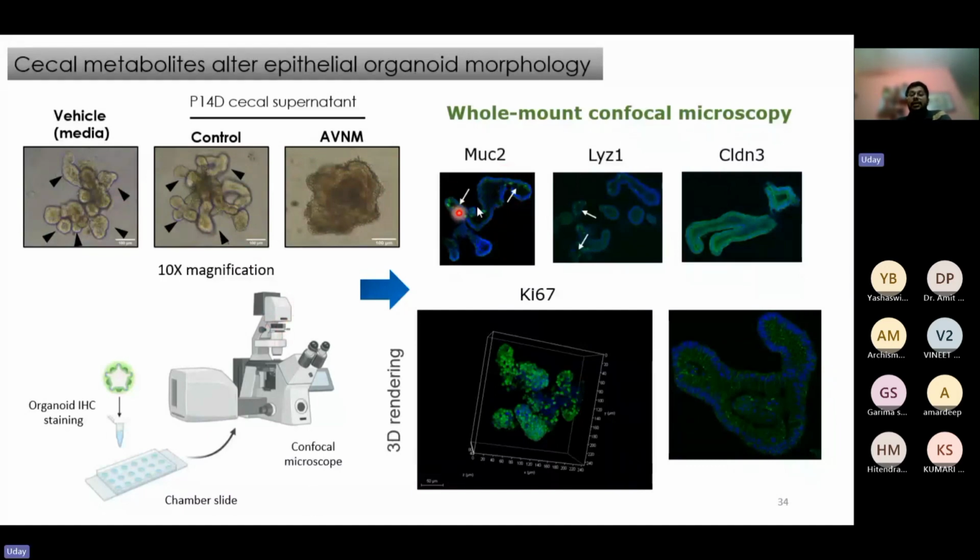You can also see different kinds of cellular layers in the organoid, like MUC2, lysozyme and claudin 3, getting fluorescence. Also, we developed a confocal microscopy protocol to image this organoid. So we can also do a 3D study with this organoid, and you can see a 3D image of this organoid here.